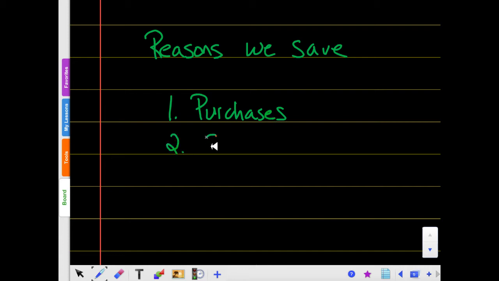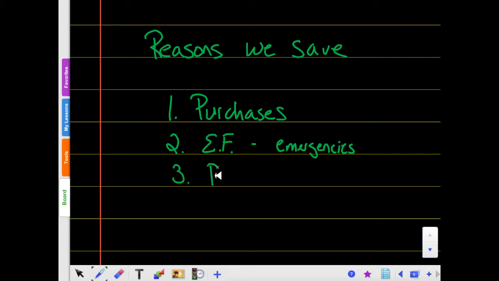Another reason we save, and maybe it should come as the first one because it's one of our first foundations, is an emergency fund. And this is for, of course, emergencies. It's not designed to make us a lot of money. It's not designed to buy us stuff. It's designed so that if there's a problem, we don't go into debt, and we have kind of a cushion if life happens, as Dave says.